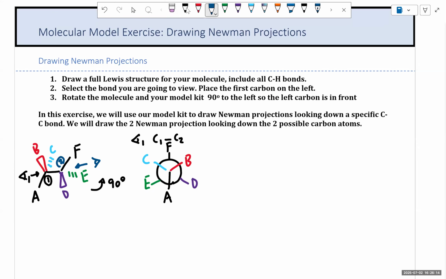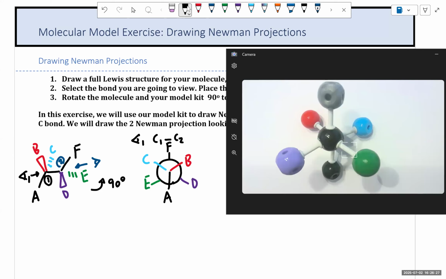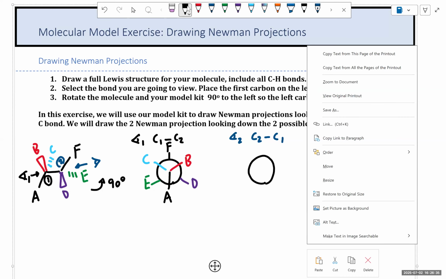So let's draw that alternative view looking down carbon 2 towards carbon 1. As we can see, this time carbon 2's in the front, F's pointing up, atom E is on the right, atom D is on the left. So let's just draw that initially.